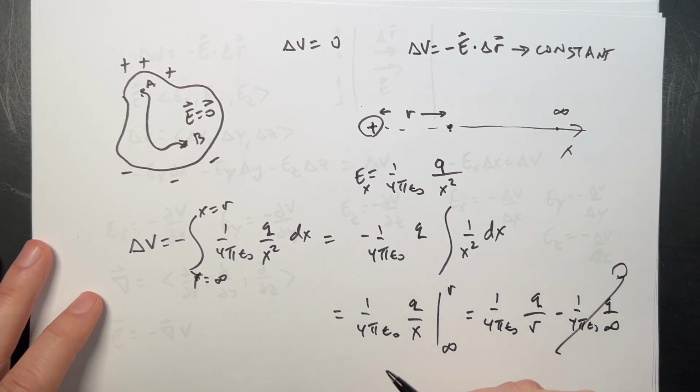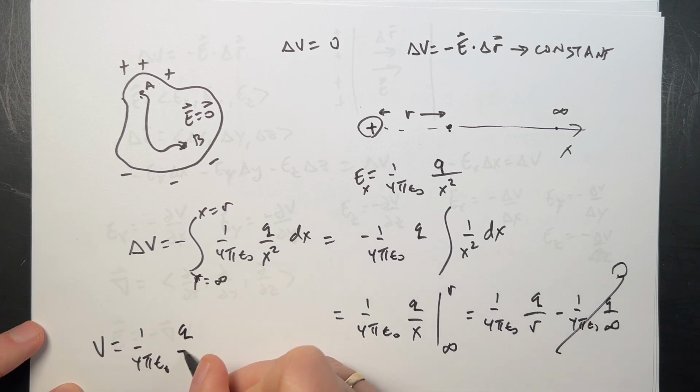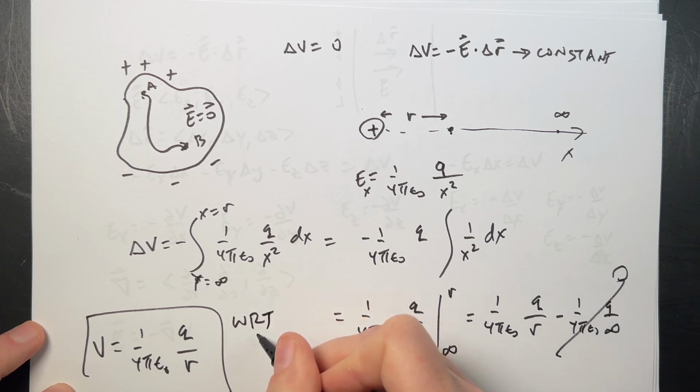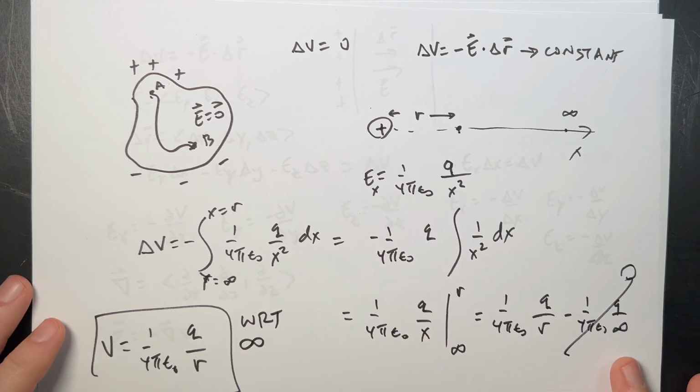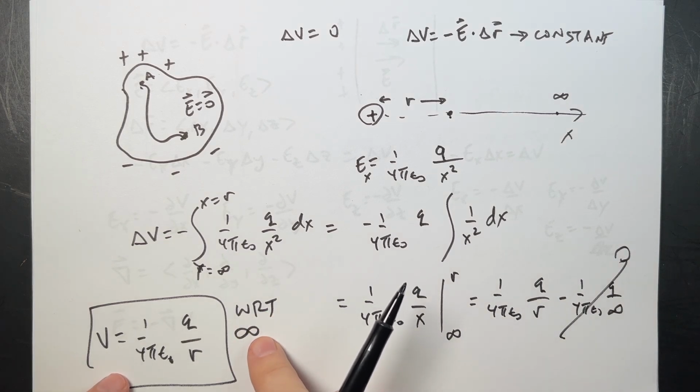Okay, and so you'll see this a lot. We'll say, oh, the potential due to a point charge is 1 over 4 pi epsilon naught q over r, but that's the potential with respect to infinity. We always have to have a point that we measure the potential with respect to. In this case, we're going to say the potential at infinity is 0, so the potential at any other point would be this. We can use that to find the change of potential between any two points.